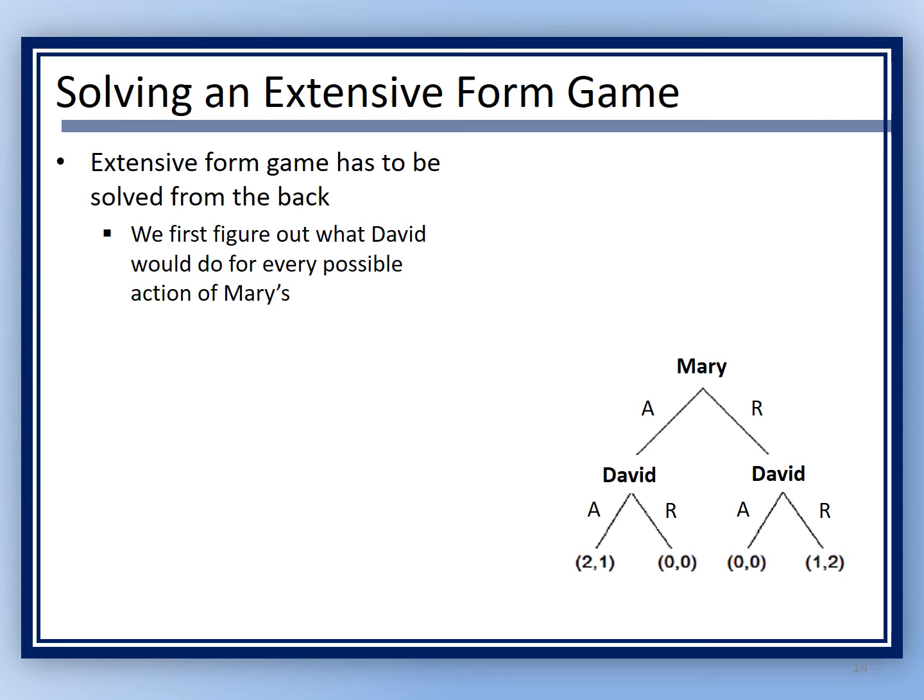We first figure out what David would do for every possible action of Mary. Why? Because we have assumed people are very smart. They are so smart that they can predict what the other players are going to do. For us, in solving the game, the ability to predict what others will do is the same as saying, please first solve what other players are going to do. So the ability to make predictions into the future is the same as saying you have to solve the game from the back.